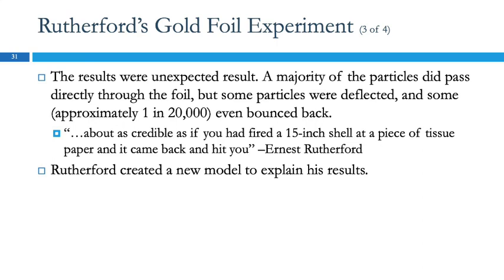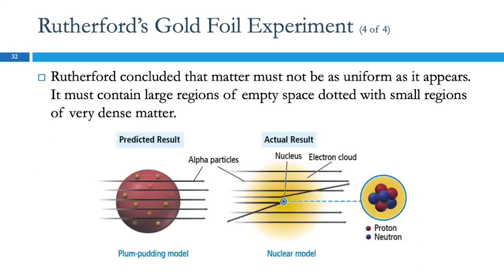But you do it again and again, it always happens. So what do you do with the model? Well, we've got to come up with a new model because the blueberry muffin plum pudding obviously wasn't right. So this is what was predicted to happen, that these particles would go straight through. And as a result of this experiment, Rutherford concluded that matter is not as uniform as it appears, and that there must be a small, really massive part in the center of the atom, and that most of the atom is empty space.